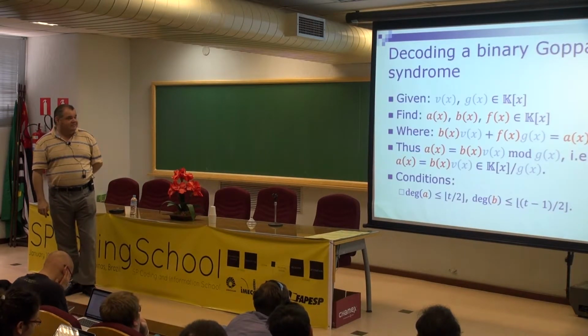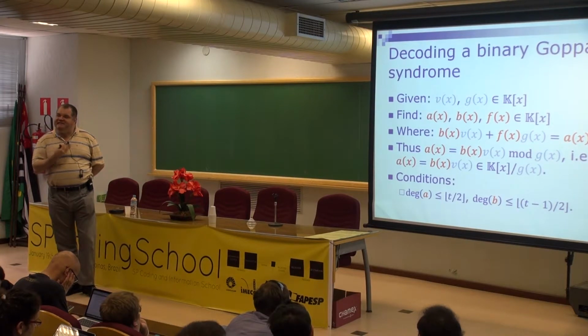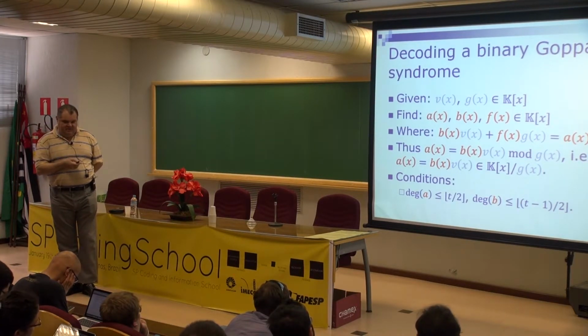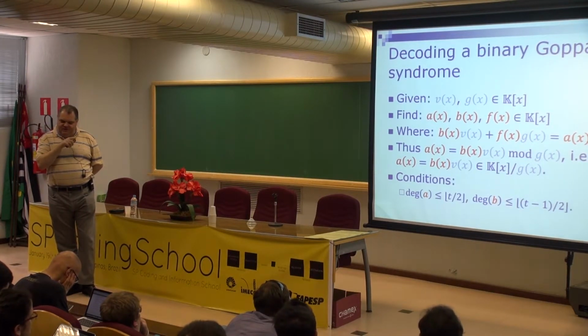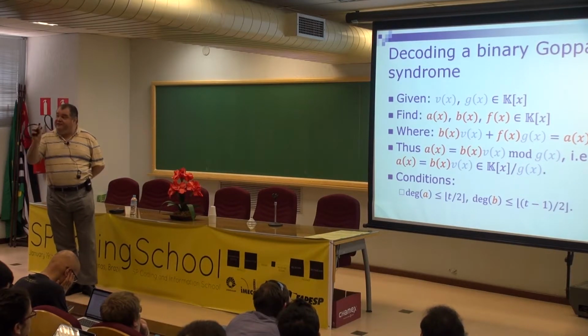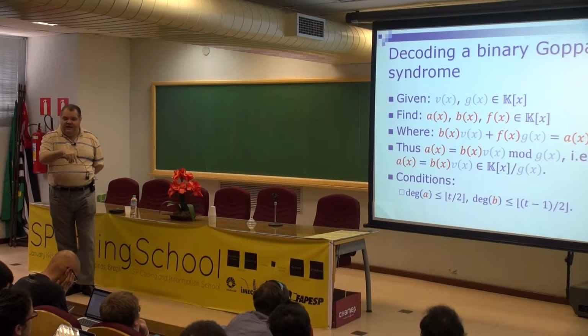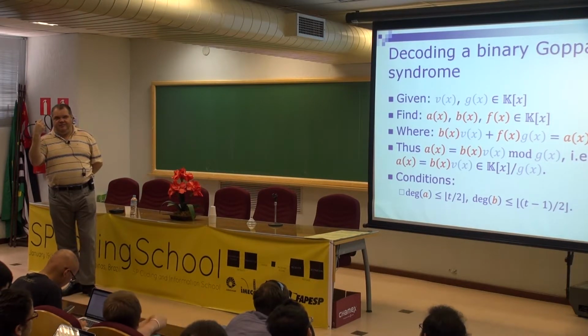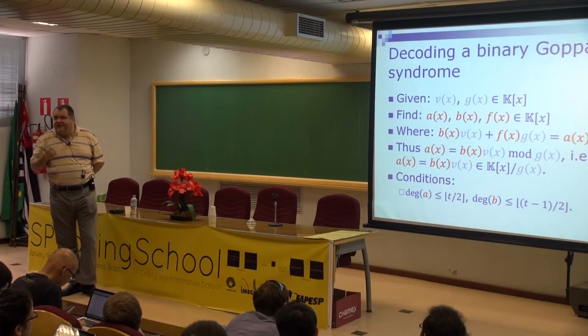And so let's rephrase our problem. Solving that equation A equals B times V. V is given because it only depends on the syndrome and the Goppa polynomial G, which, if we are the legitimate user, we know G, so we can compute V.